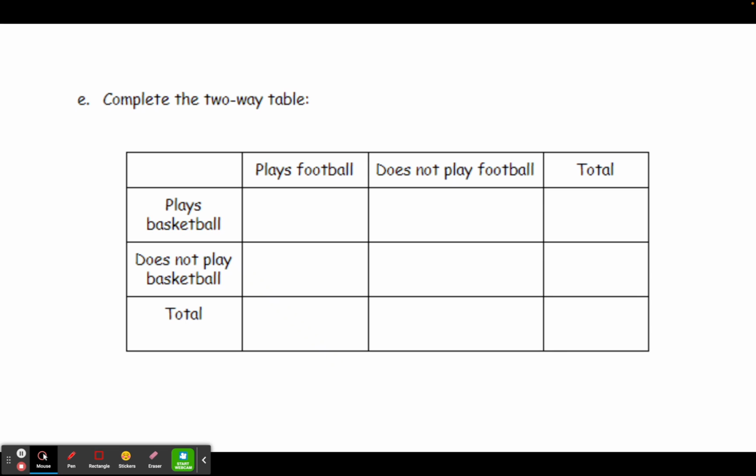Now we're going to put this information into a two-way table. And the four numbers from your Venn diagram go into the four central boxes in your table. So in the upper left-hand corner, we have students that play both basketball and football, which is the 22%. Next, we can fill in the ones that play basketball but not football.